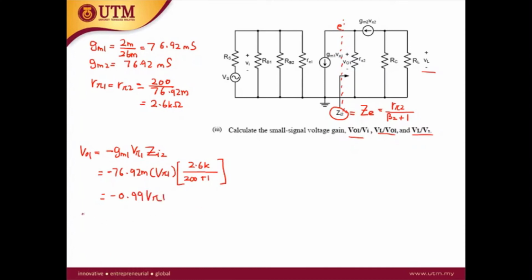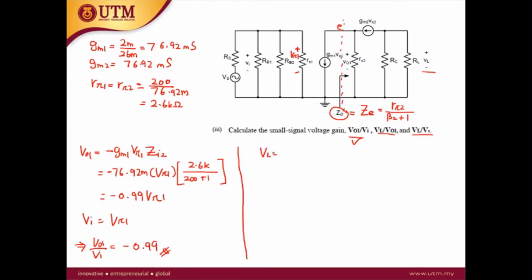Okay, and then what is VI? VI is equal to V pi 1. So V out 1 over VI is equal to minus 0.99. Okay, so next one is VL over V out 1.